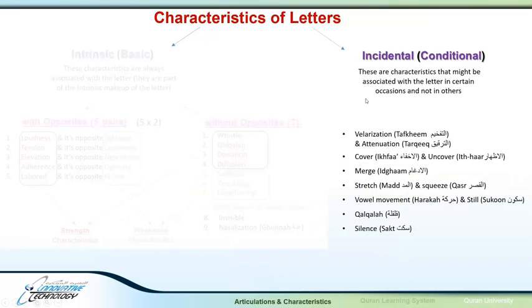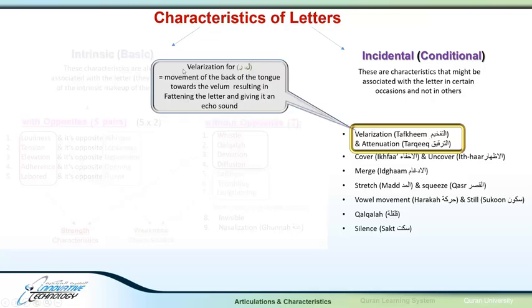Lastly, but not least, we're going to quickly go through the list of the incidental conditional characteristics, and as we mentioned before, those are the characteristics that might be associated with the letter on certain occasions and may not be associated with it on other occasions. We'll start with the first on the list, which is velarization, tafkhim, and attenuation, tarqiq.